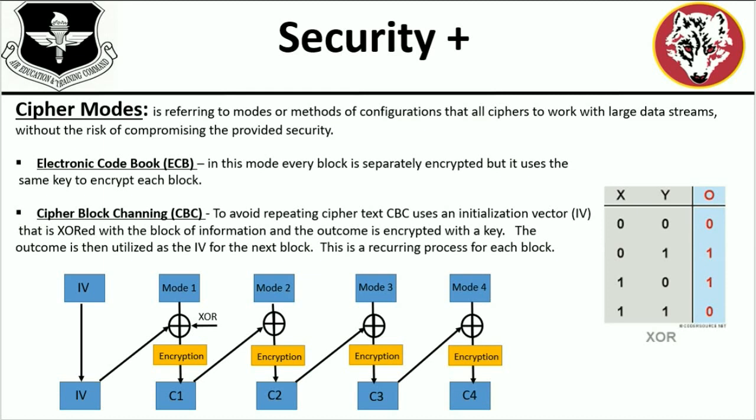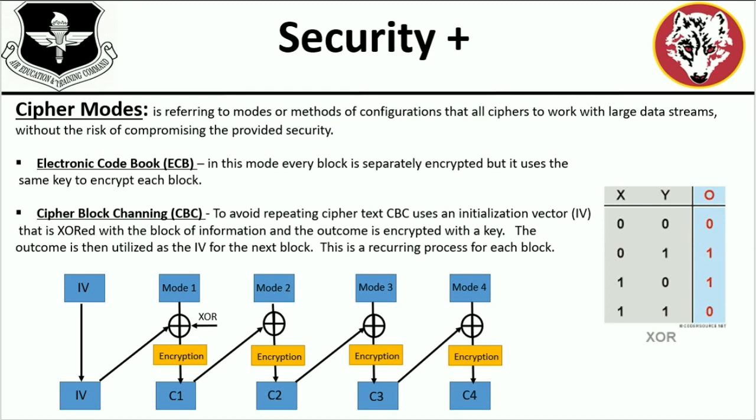Now we have cipher block chaining, CBC. To avoid repeating ciphertext, CBC uses an IV, an initialization vector that is XOR'd, or it's called exclusive OR, with the block of information, and that outcome is encrypted with a key. The outcome is then utilized as the IV for the next block. This is a recurring process for each block.